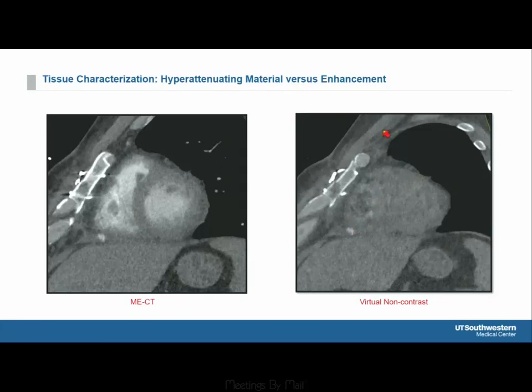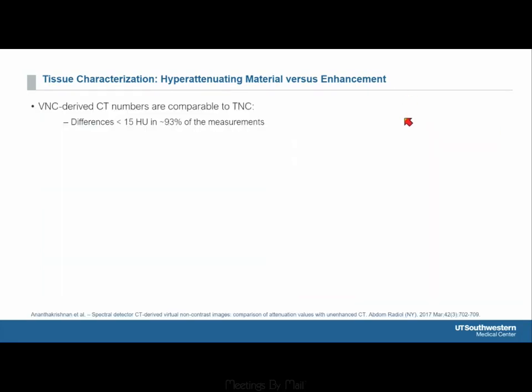We can define if something is enhancing or not simply by reviewing the virtual non-contrast images. The CT numbers derived from virtual non-contrast to true non-contrast images, there are several papers showing that the differences are small.